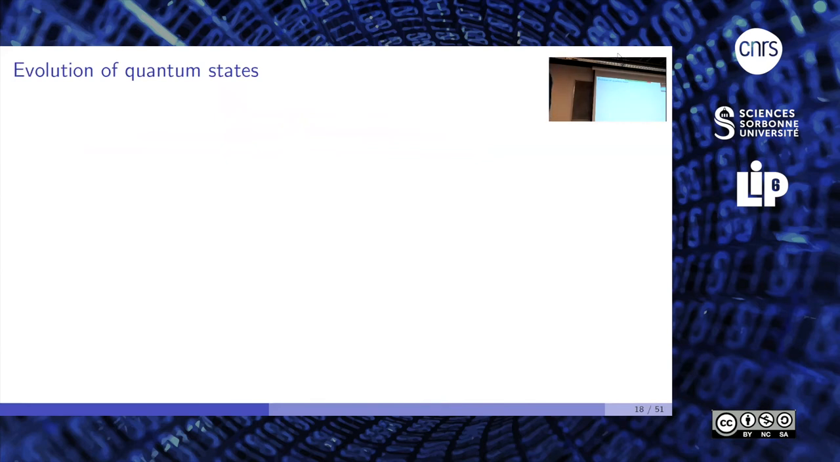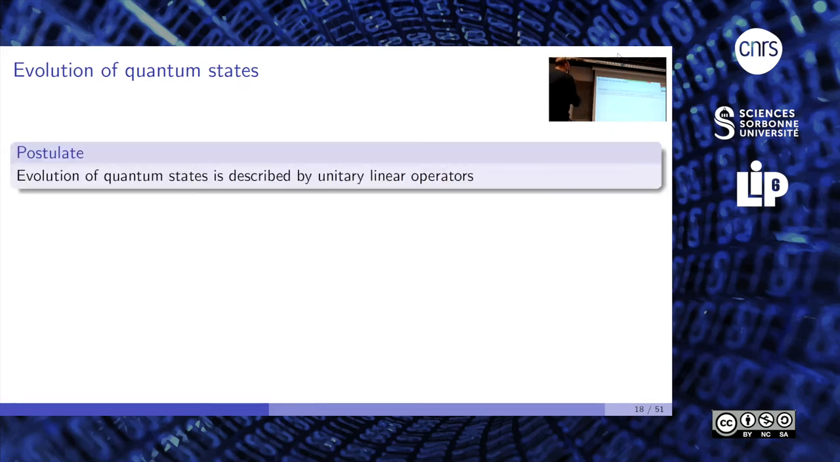Okay. And now, finally, we talk about the evolution of quantum states, and this is how we do computation on quantum states. This postulate of quantum mechanics says the evolution of quantum states is described by unitary linear operators. So recall from linear algebra, if you have a linear operator, it's just a matrix, right? And a matrix being unitary says that U times U dagger is equal to U dagger times U, which is equal to the identity. And dagger is the operation where you transpose the matrix and then take the complex conjugate.